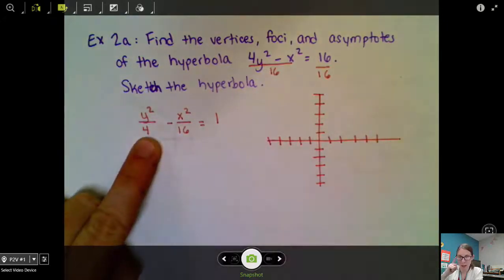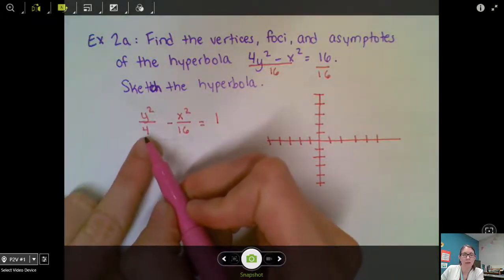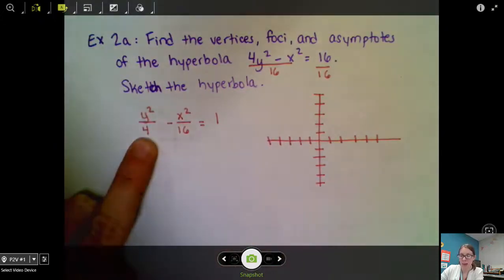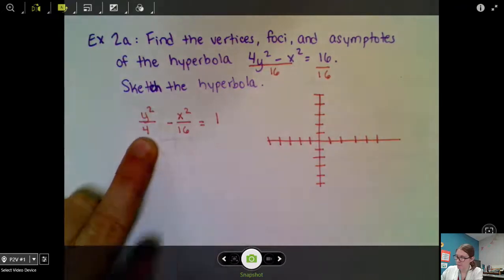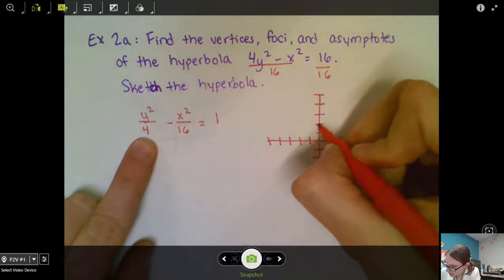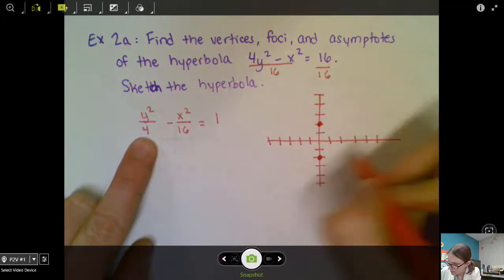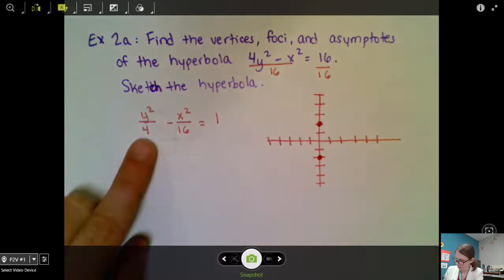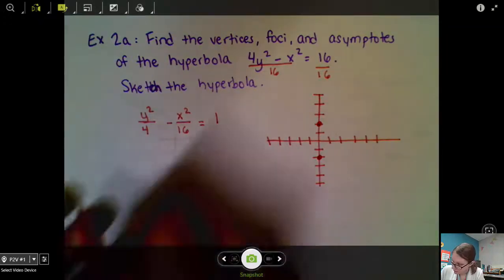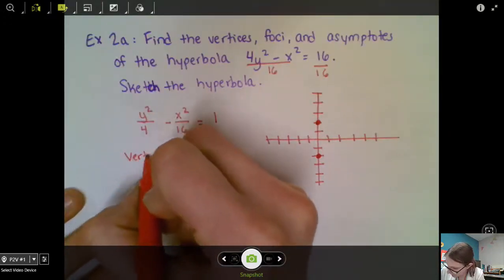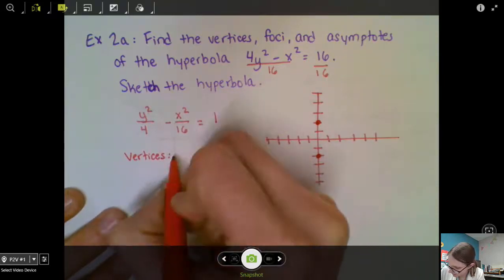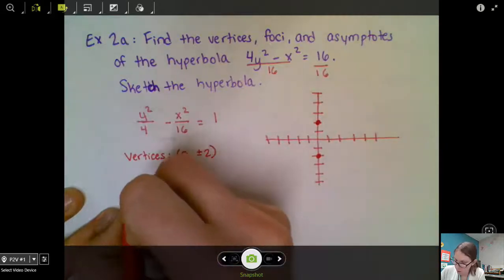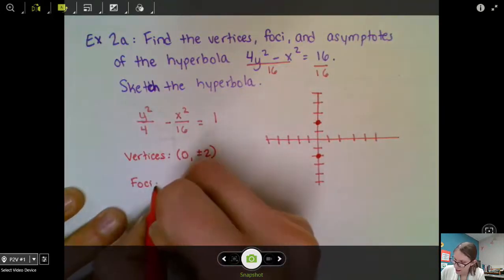This 4 comes first, and with hyperbolas, this first number always tells us where the vertices are. So we have a vertex at 2 and at -2. And since our hyperbola is going up and down, that means those vertices are on the y-axis. So I guess that's the first thing we can answer. We can answer where our vertices are at 0 plus or minus 2. We also want to figure out where the foci and the asymptotes are.